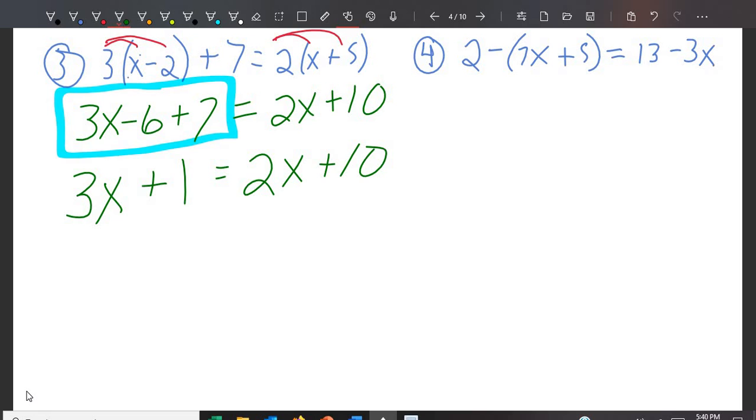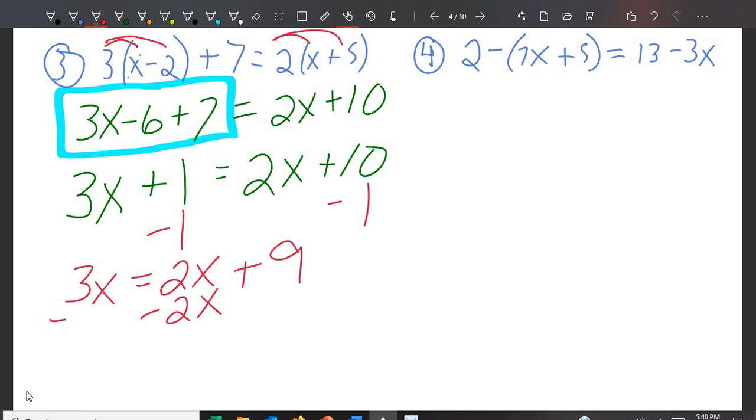Now, I'm going to move the constant over to the right first. And we'll get +9. Then I'm going to subtract the 2x from both sides. x will be +9. You can move the x to the left first and then the number to the right. It doesn't matter. You should get x equals 9 regardless.